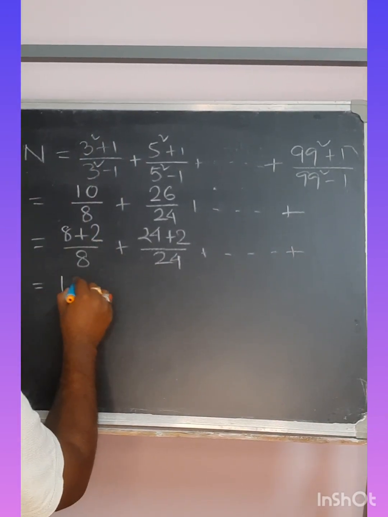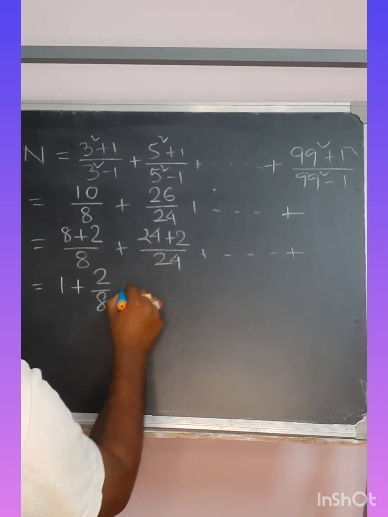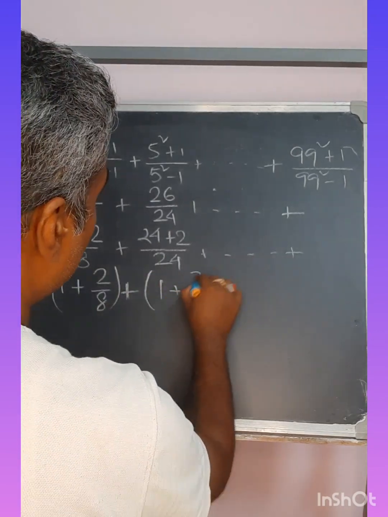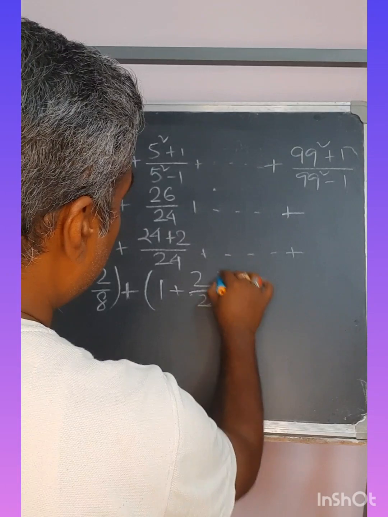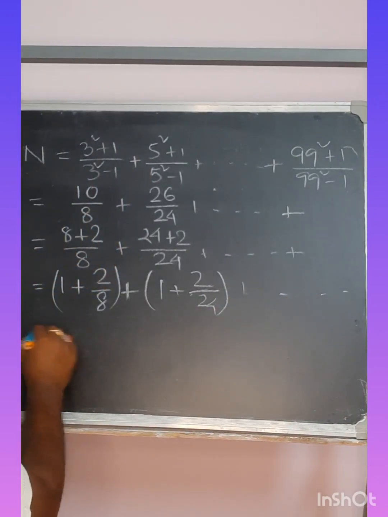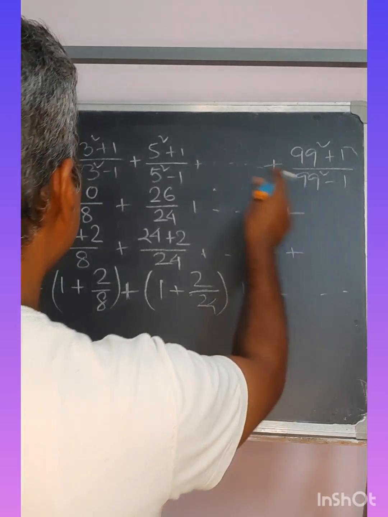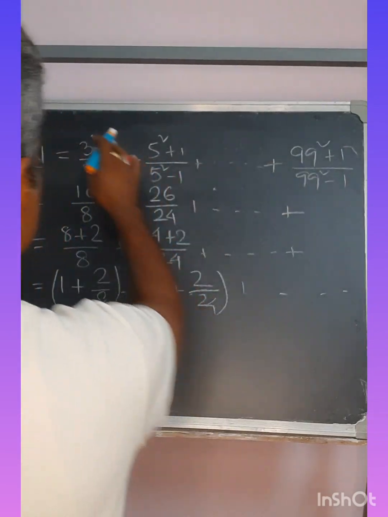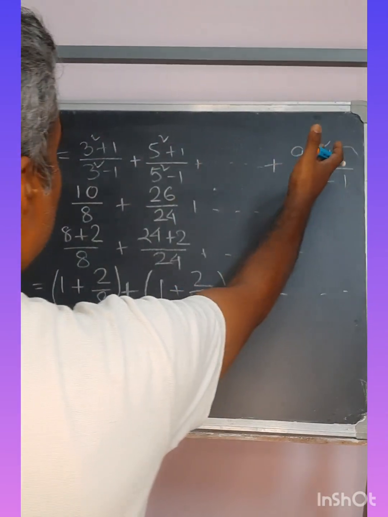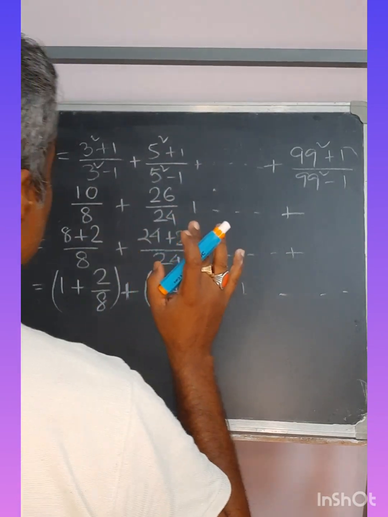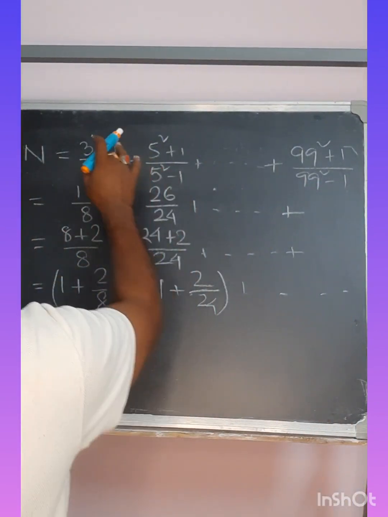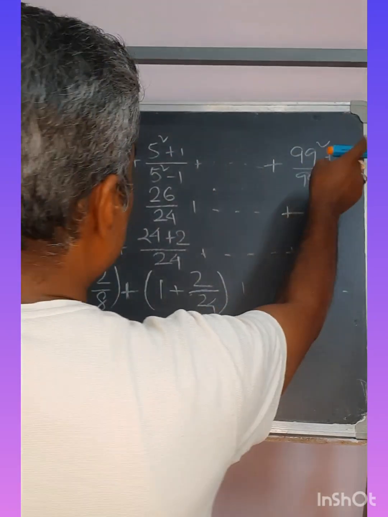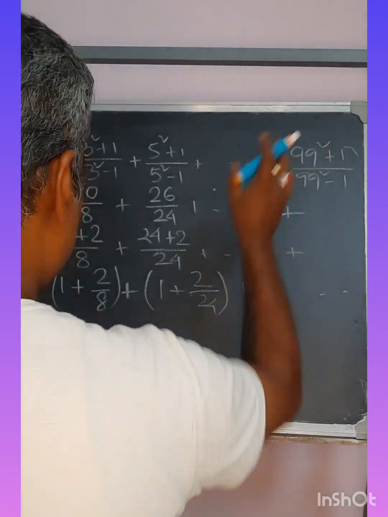Now this will give 1 plus 2 by 8, keeping it in brackets, 1 plus 2 by 24, and so on up to the last term. So if I take all of this, how many terms are you getting here? To find it, let's say this is your last term, this is your first term, and the difference between them is one kind of AP series. I have explained in one of my videos what an AP series is. Now you see, this is an AP series where the difference between consecutive terms is 2, and it reaches up to a finite term.